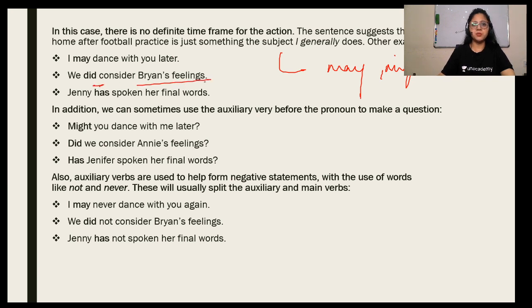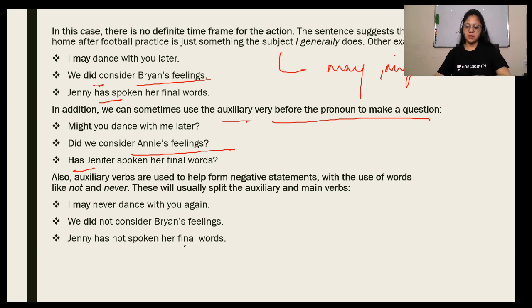We did consider Brian's feelings. Jenny has spoken her final verbs. In addition, we can sometimes use the auxiliary verb before the pronoun to make a question. Might you dance with me later? Did we consider Annie's feeling? Has Jennifer spoken? Auxiliary verbs are used to help form negative sentences with the use of the words not and never also. Alright.